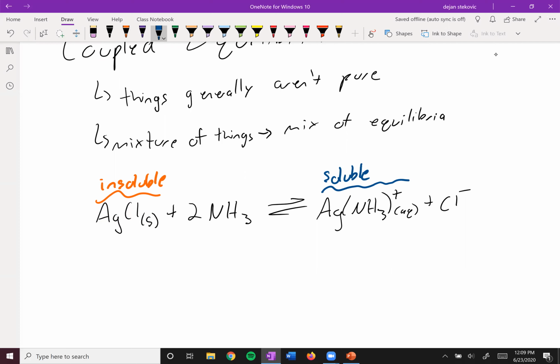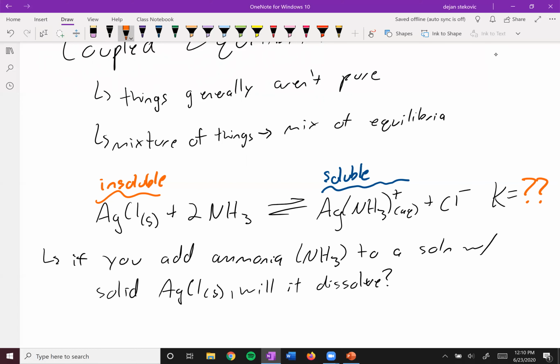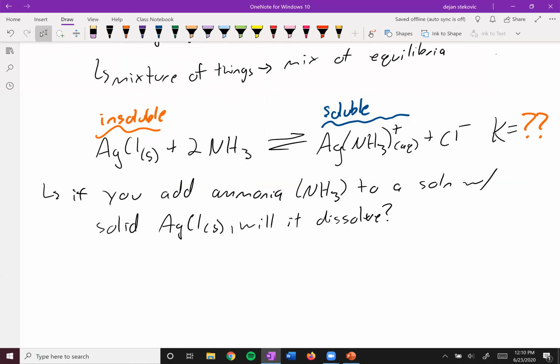And so the question is, if you add ammonia to a solution with solid silver chloride, will it dissolve? Will the products be favored or will the reactants be favored? And so what we're talking about here is this K, but currently we don't know what this K is. If you try to look up this K, you might not be able to find it. So whether it's going to be soluble depends on K.